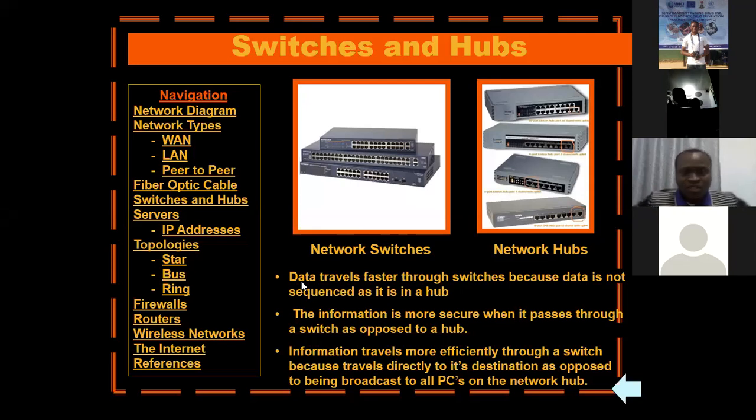Data travels faster through switches because the data is sequenced, unlike with the hub.